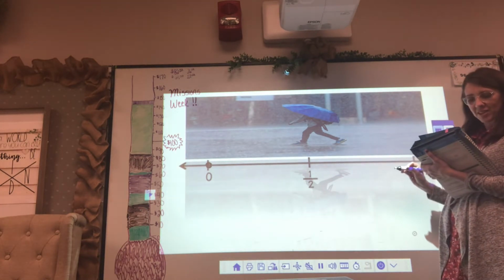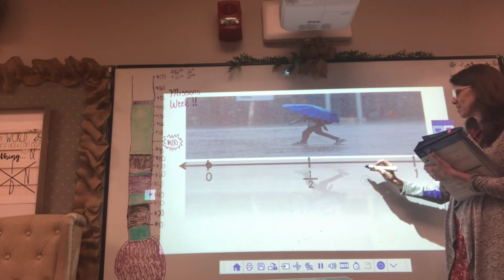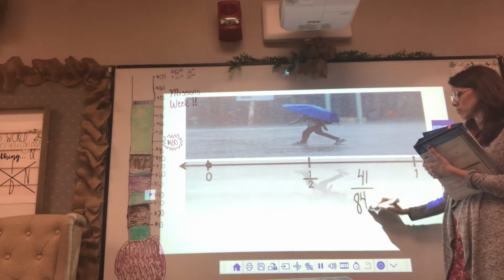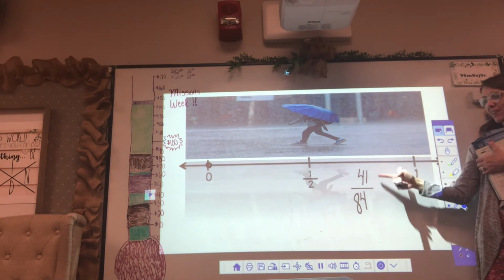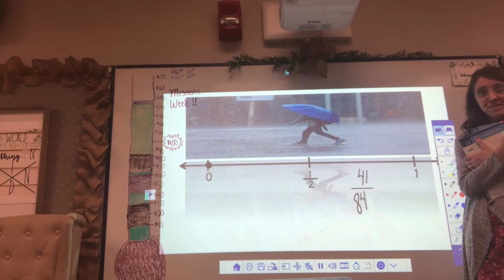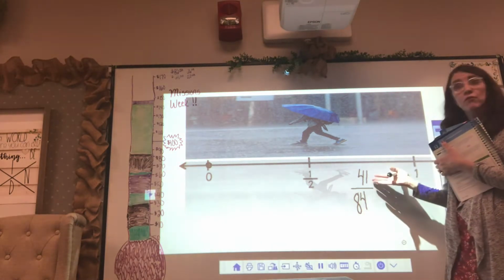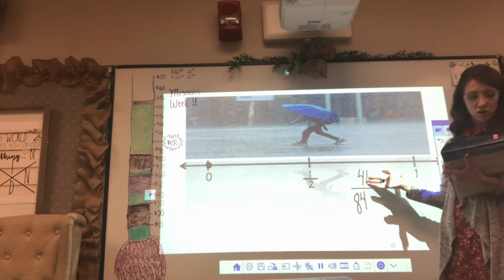Okay, how about this? You are at, here's a good one. 41/84 of the way there. Where are you running for cover? 0, half, or a whole? 41/84. Stella? Half. Exactly. How did you know that? Because half of 84 is 42, and you're almost there. You're like a couple more steps and you're under shelter, okay?